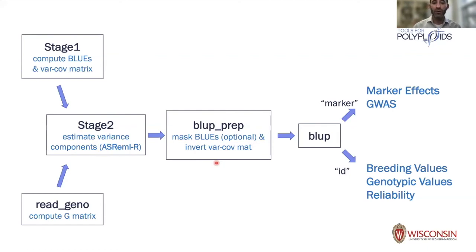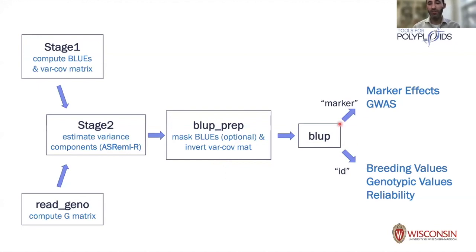And at the same time, you can choose to mask certain BLUBs from stage 1, which allows you to explore a variety of cross-validation schemes. The reason to do that is that you only have to do it once, and then you can run this BLUB command and look at a lot of different results rather quickly.